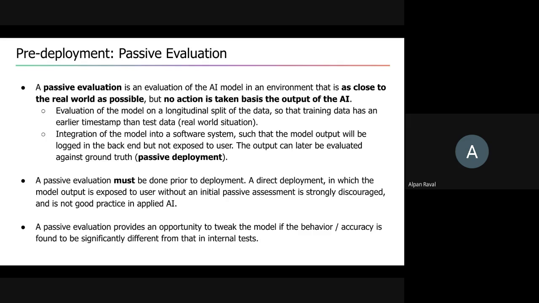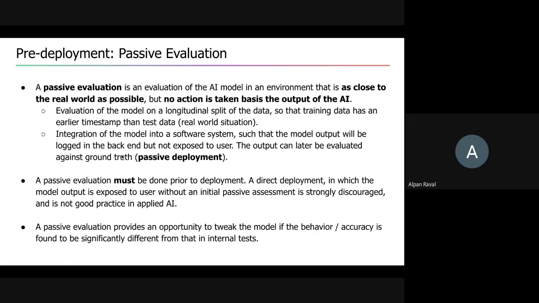And that is why it's important to do a passive deployment to detect problems like this before we actually use the model. It doesn't mean it completely mitigates the risk of a real world deployment, but it reduces it drastically. Could you give an example of a passive deployment? Would that mean that it would, let's say, go from the lab onto a smartphone?